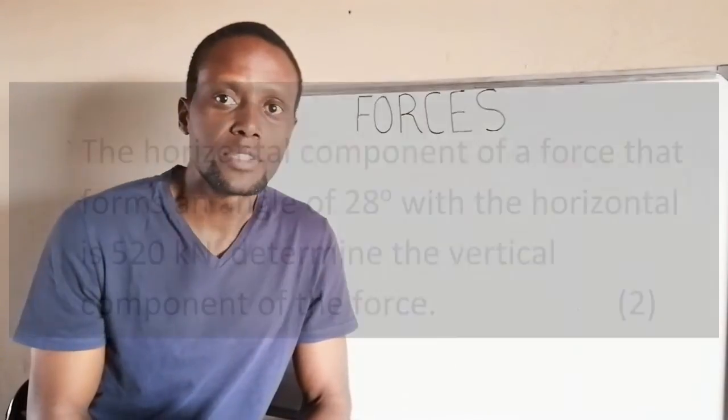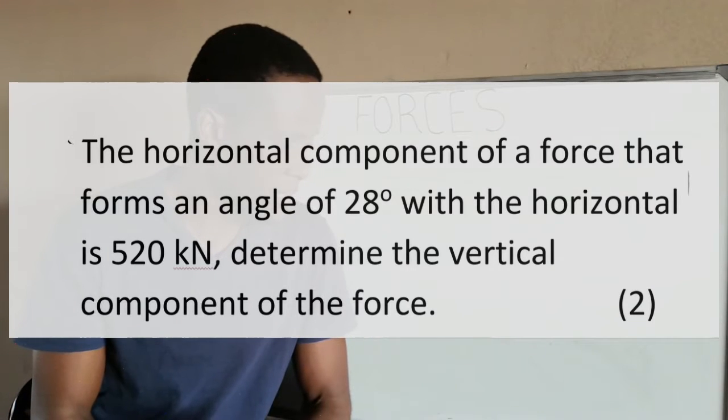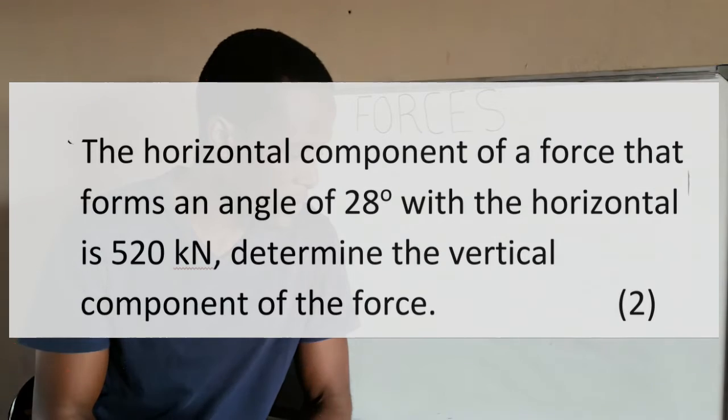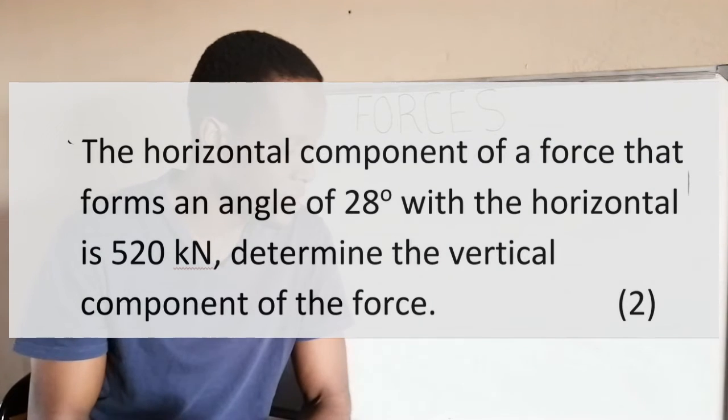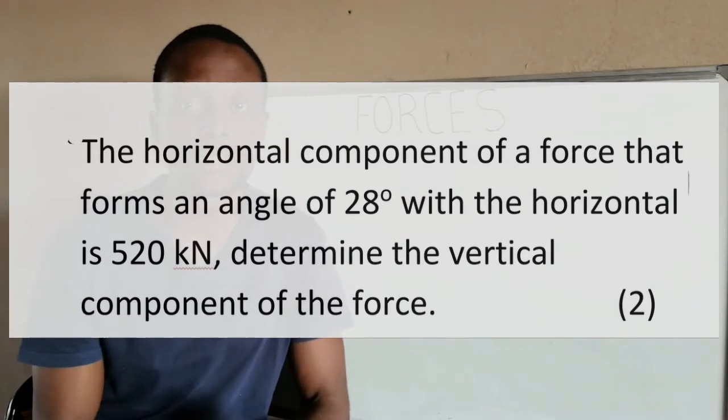Alright, here's now a question for the N2. The question reads as follows. The horizontal component of a force that forms an angle of 28 degrees with the horizontal is 520 kilonewtons. Determine the vertical component of the force. Okay, this is just a typical question that you might come across.